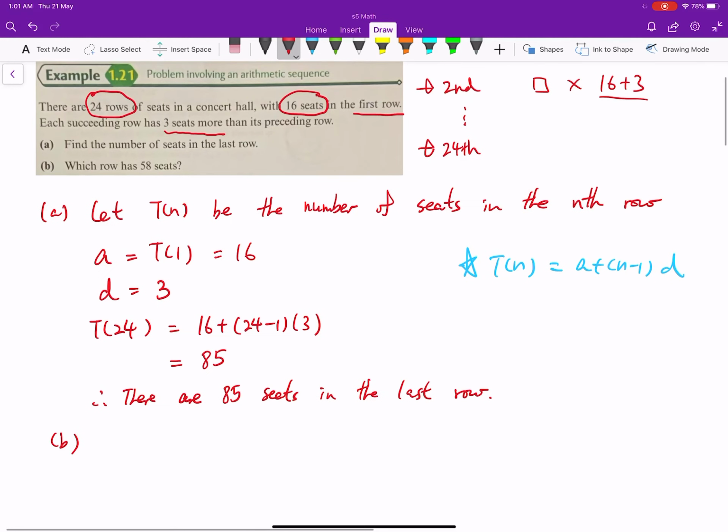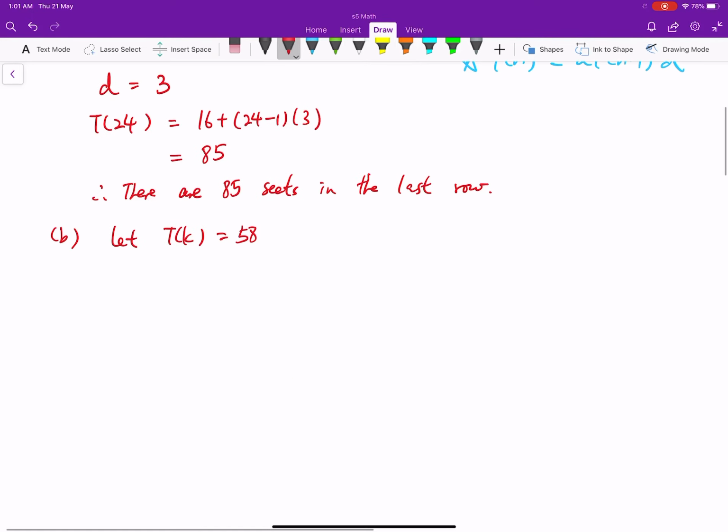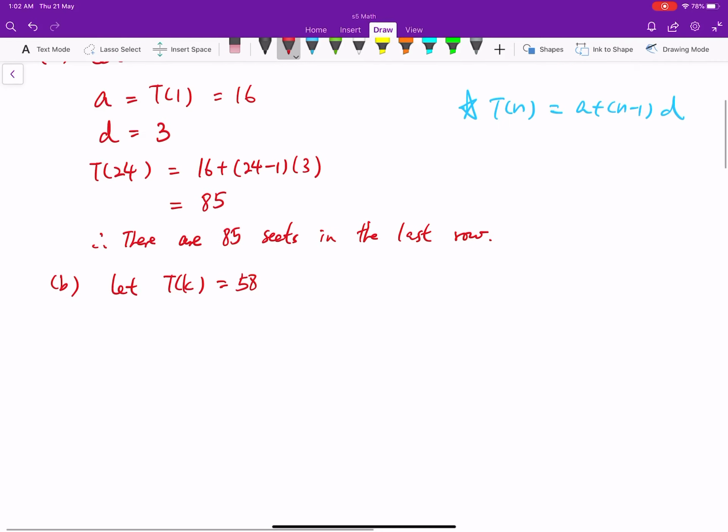So which row has 58 seats? So we just set the kth row to have 58 seats, and then we find k, right? So we can let Tk equal 58. And then we use the formula again. So A plus (n minus 1)d equals 58. So we get 3 times (k minus 1) is 42. Then we get k is 15. 42 over 3 is 14, and then you plus 1.